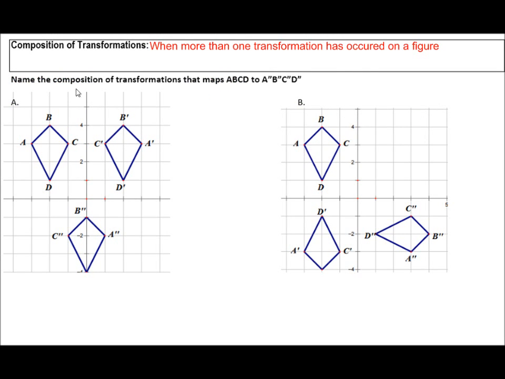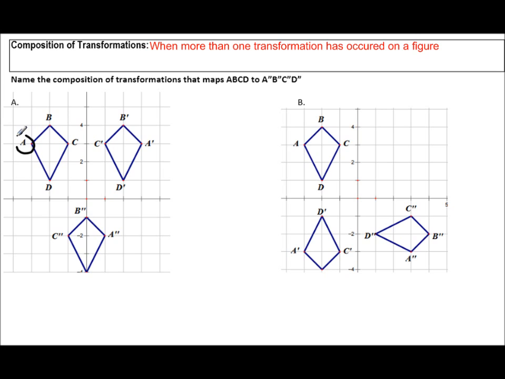And the last term that you'll need to know in this unit is what's called a composition of transformations. And all that means is that more than one transformation has occurred on a figure. So what we basically are doing is putting together all of our transformations and deciding what has occurred each time.